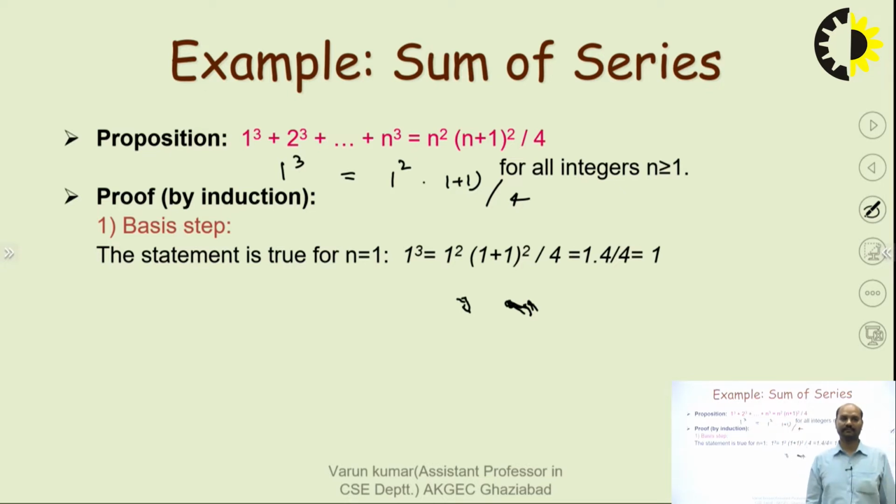That divided by 4. It means 1 plus 1 becomes 2, 2 square is 4, 4 and 4 cancel, which means 1 times 4 divided by 4 equals 1. It means LHS is equal to RHS.